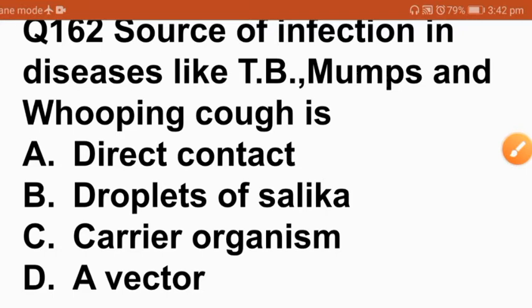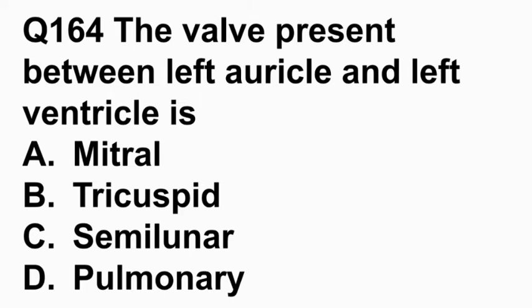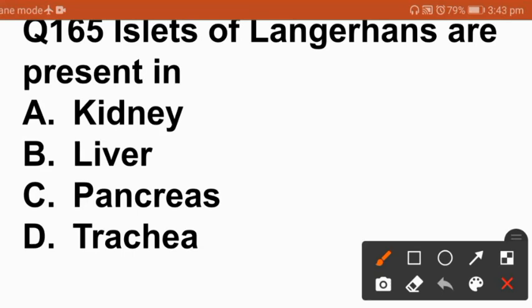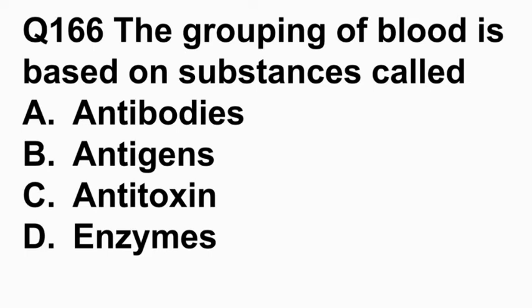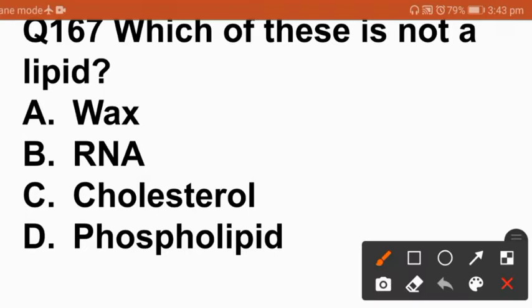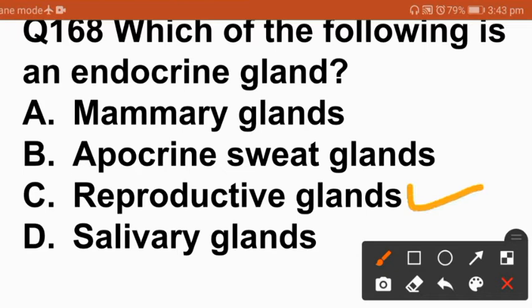What prevents food from entering the windpipe? A. Epiglottis. The valve present between left auricle and left ventricle is A. Mitral. Islets of Langerhans are present in C. Pancreas. The grouping of blood is based on substances called B. Antigens. Which of these is not a lipid? B. RNA. Which of the following is an endocrine gland? C. Reproductive glands.